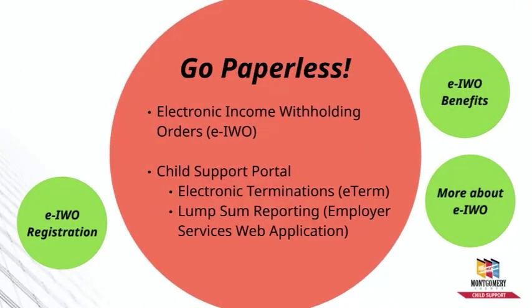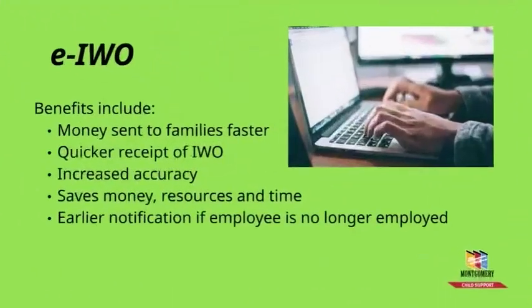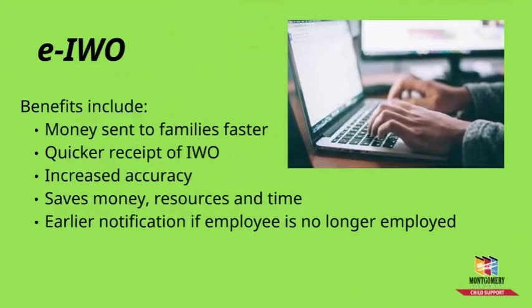Go paperless. Electronic Income Withholding Order, or EIWO, is a cost-effective and efficient way to receive and process child support withholding orders. You can also send acknowledgments to the child support agency and report any upcoming lump sum payments and employee terminations. EIWO benefits. EIWOs also allow quicker receipt of income withholding orders. Not only does this save you money, resources, and time, it also helps get money sent to families faster.